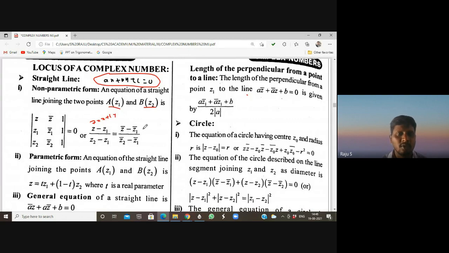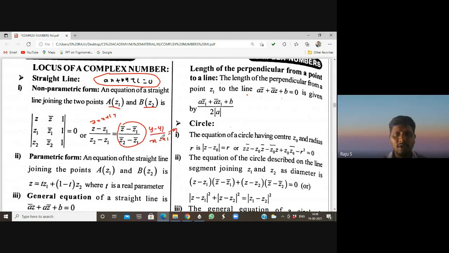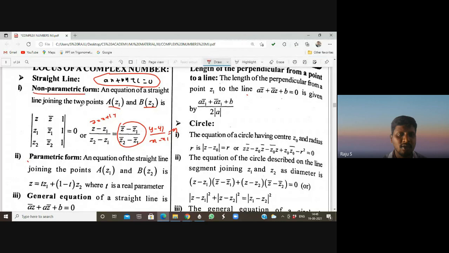You are going to get, what is this? This is slope, in the form of y minus y1 by x minus x1 is equal to m. So if we cross multiply and simplify, this is the equation of a line. So this is non-parametric form. Parametric means in terms of t.